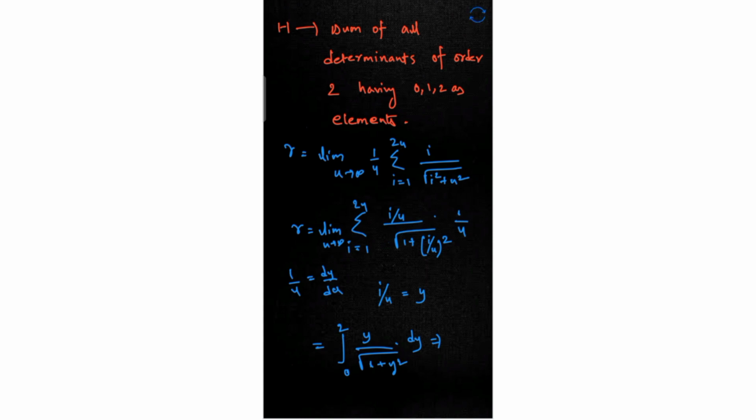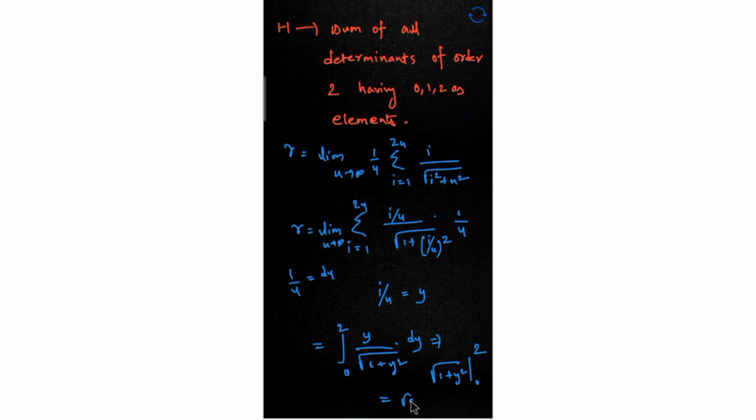So what else? This is dy. You can just put it as a dy. So integral 0 to 2 y by root over 1 by 1 plus y square into 1 plus y square dy. So this is the value of the integral you're gonna get, and this is basically nothing but root over 1 plus y square integrating from 0 to 2. So you can just substitute that value.